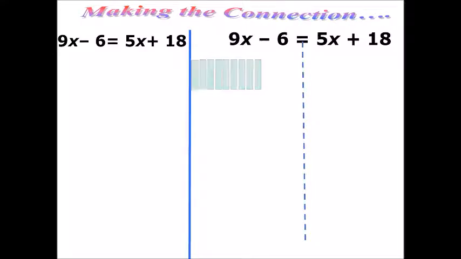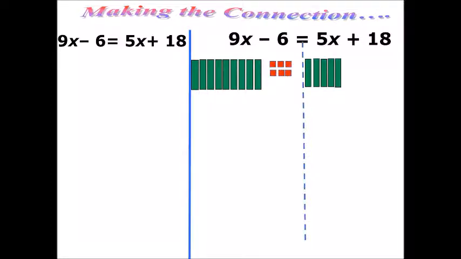For positive 9x, we will use 9 green x tiles, and for negative 6, we will use our red tiles. For positive 5x, again we'll use our 5 positive green tiles, and for positive 18, we'll use our yellow square unit tiles. We'll look first on either side of the equation to see if there are any like groups or like terms that can be combined. There are no like groups or like terms, so we'll leave our equation just as it is. 9x minus 6 equals 5x plus 18.